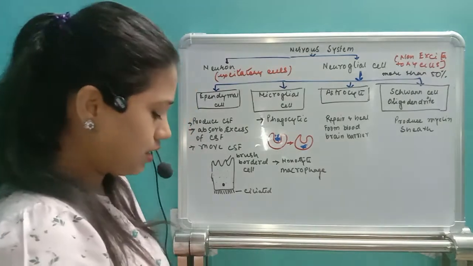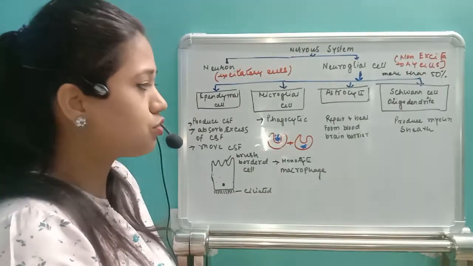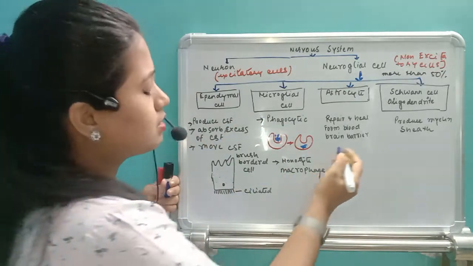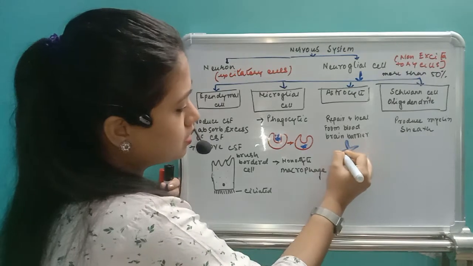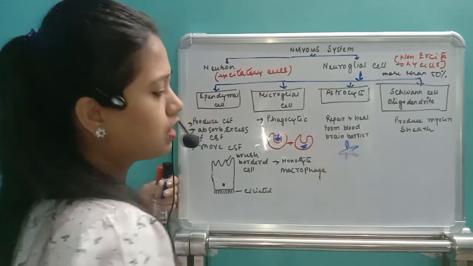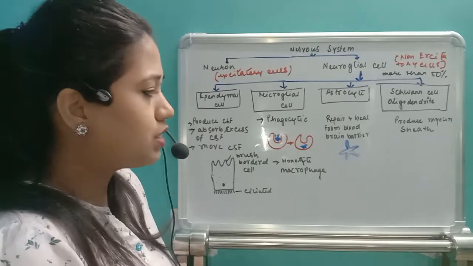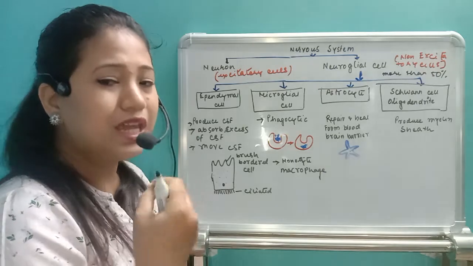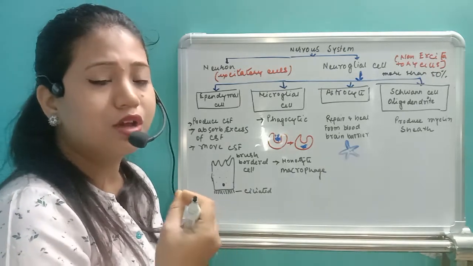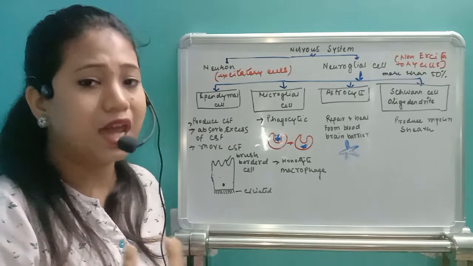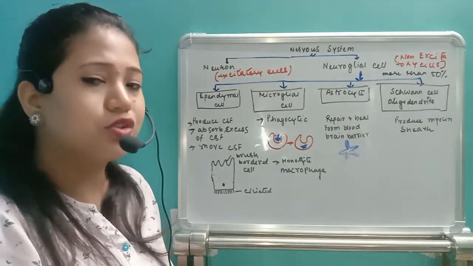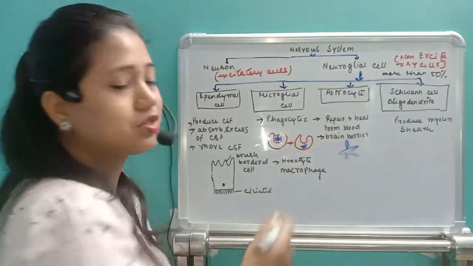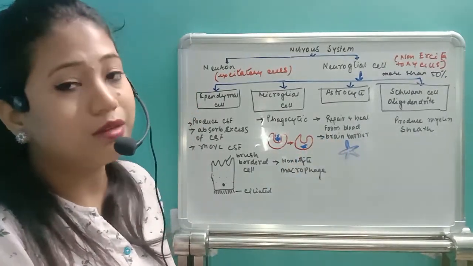Next one, the third type, is the astrocytes. If you see this astrocyte, how do they look? One thing you can know: astro means star shaped, cyte means a normal cell. So it is star shaped like this. This star shaped cell, the astrocyte, will form, heal or repair any type of nervous tissue if it is dead or degenerated; that will be repaired or healed by the astrocytes. Another very important function of the astrocyte is to form the blood-brain barrier.